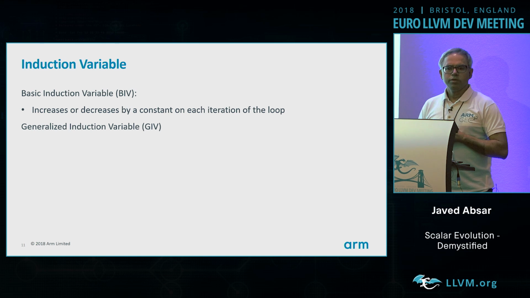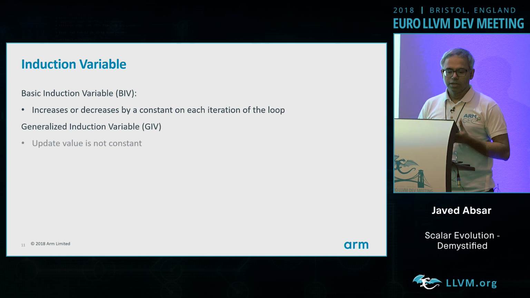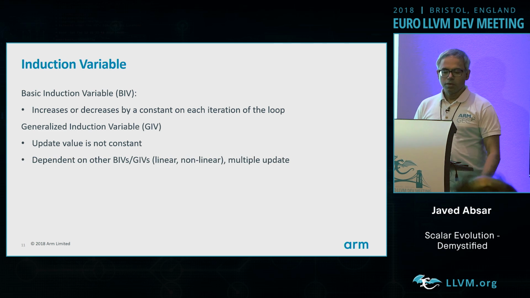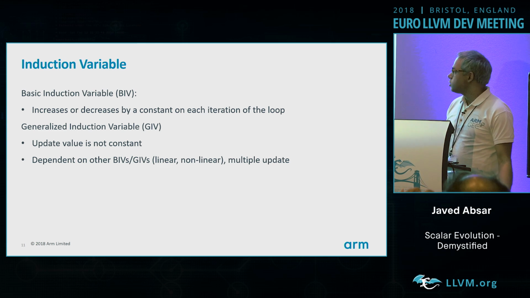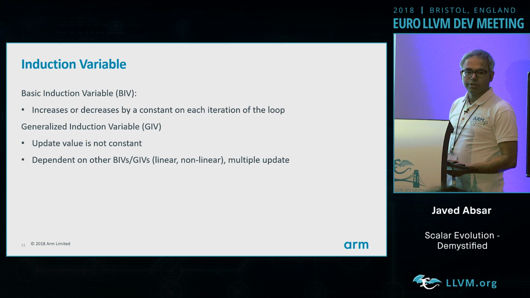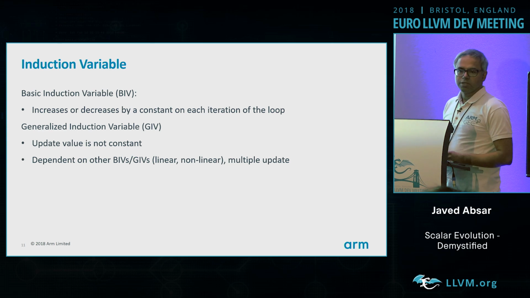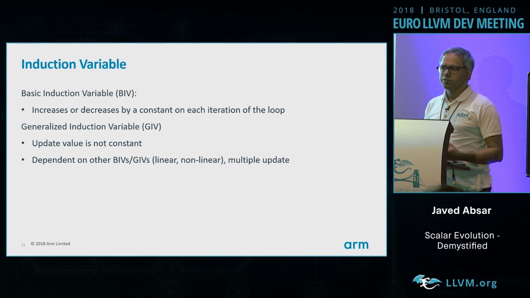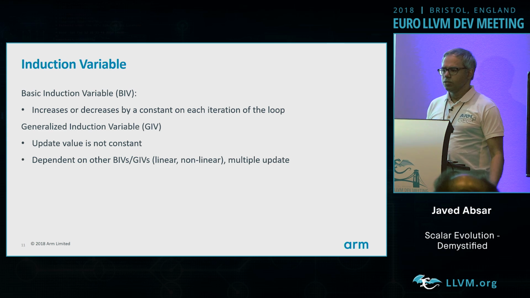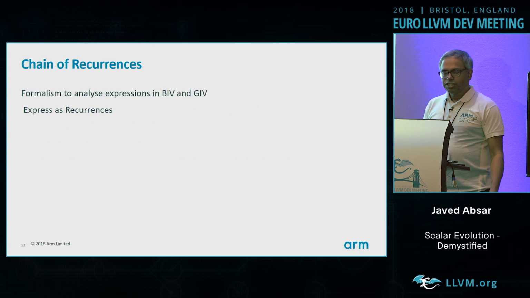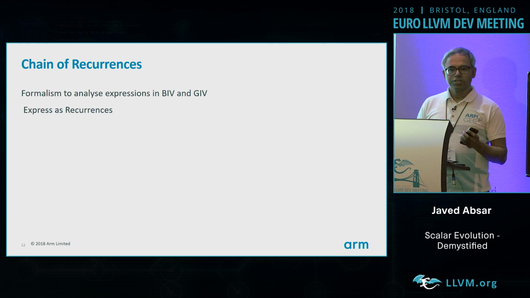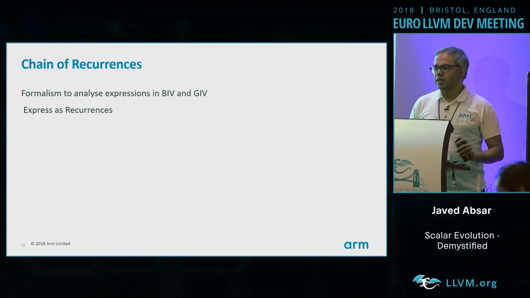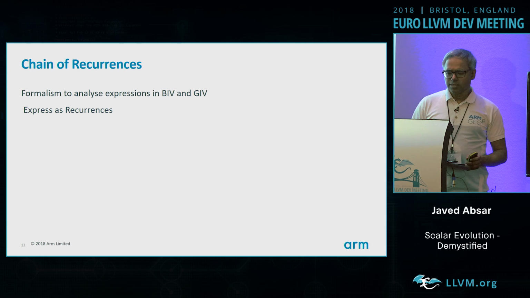A generalized induction variable is a generalization of that concept, where the update is not by a constant. It may be a linear or non-linear combination of other induction variables, basic or generalized. And it might be updated multiple times. So basically a complex kind of evolution of scalar variables in your loop. Chain of recurrences is a formalism, a mathematical concept to analyze this kind of induction variables and express them as recurrences. What are recurrences?